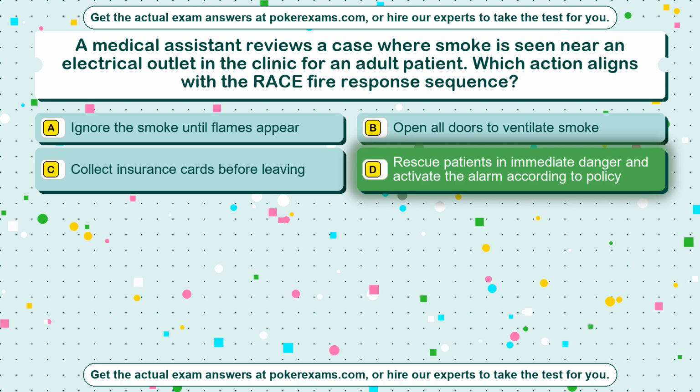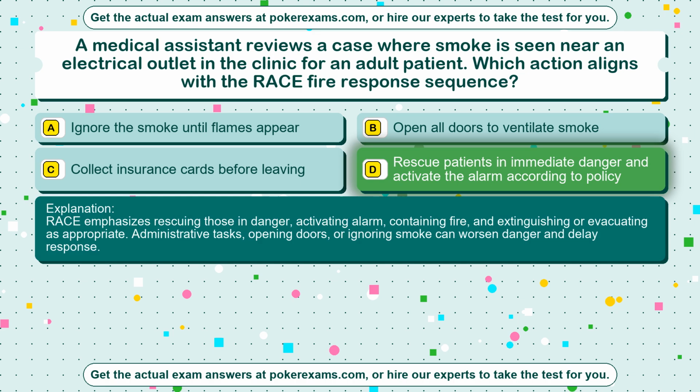The correct answer is option D, rescue patients in immediate danger and activate the alarm according to policy. RACE emphasizes rescuing those in danger, activating the alarm, containing the fire, and extinguishing or evacuating as appropriate. Administrative tasks, opening doors, or ignoring smoke can worsen danger and delay response.